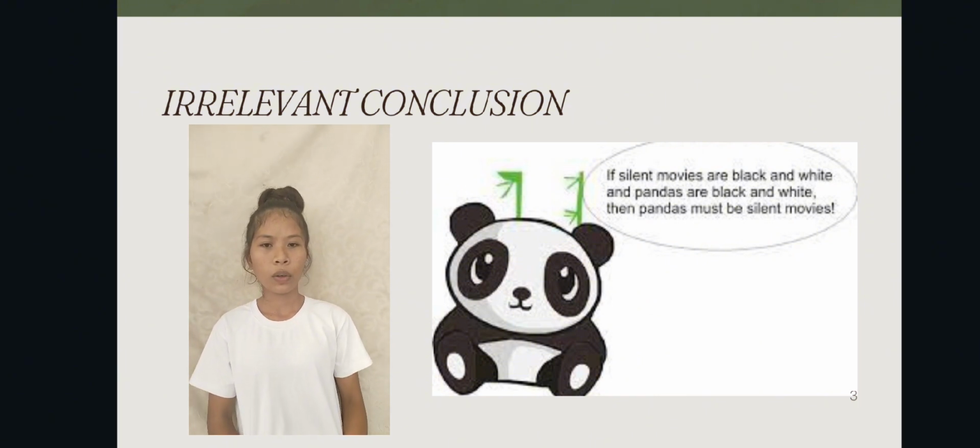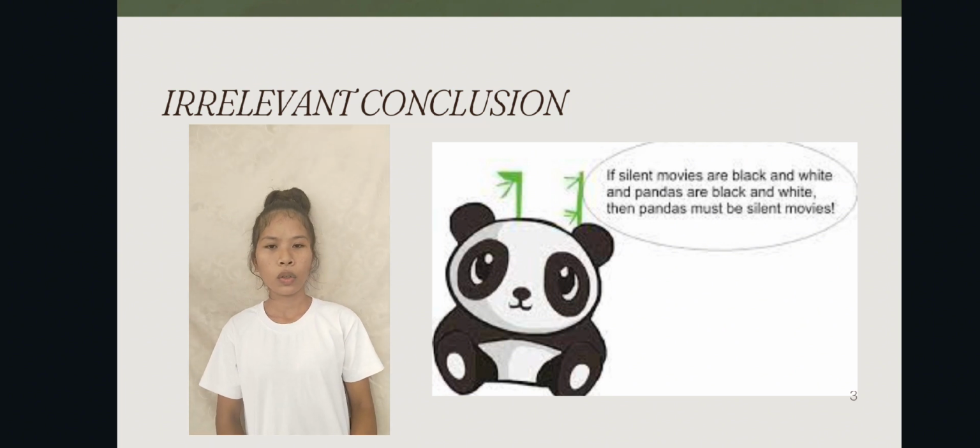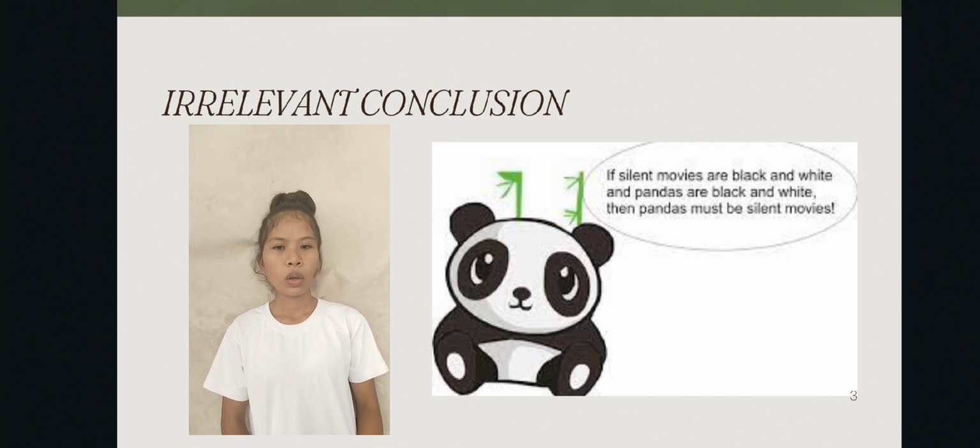The fallacy irrelevant conclusion should not be confused with a formal fallacy, which is an argument whose conclusion does not follow from its premises. We will show an example about this fallacy.